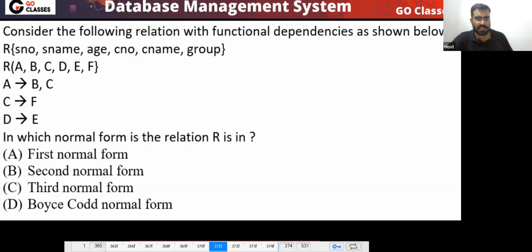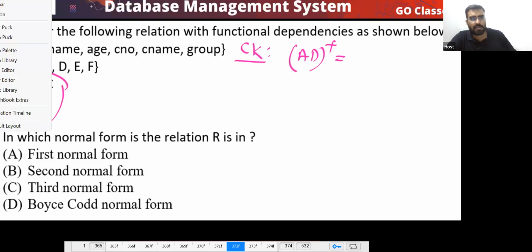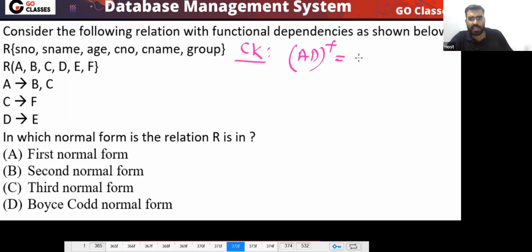Anyway, let's solve this question first. This is not a GATE exam question, but tell me what the answer is here. The relation is A, B, C, D, E, F. So first you find the candidate keys. Just check AD. AD is not on the RHS. So what can AD bring? AD can determine AD.